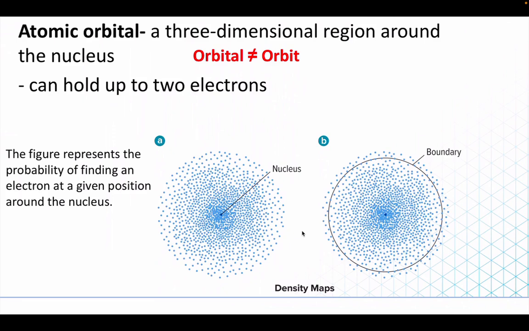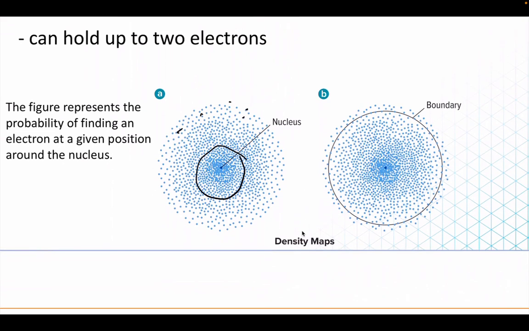And you can see that they're more dense and more likely to be found towards the nucleus, and less likely, but still a possibility, way outside. So there's really about a 90% chance that it'll be inside of this boundary. And that's what the model is all about: thinking about the probability of electrons being in these different locations.